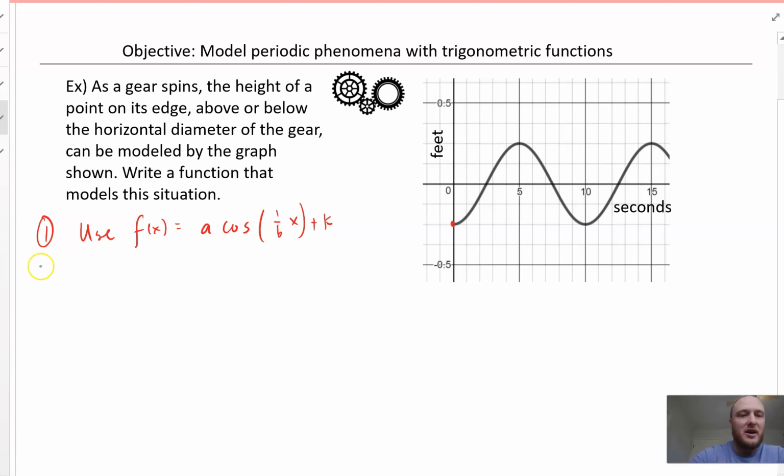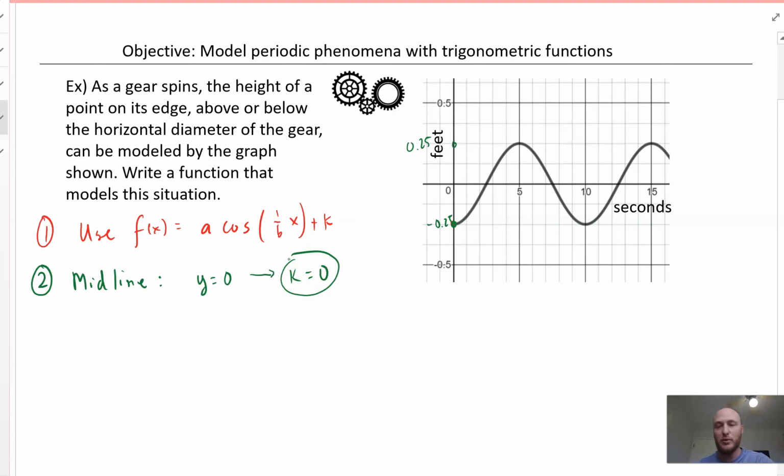Step 2, I want to determine the midline. What is our midline going to be for this problem? And in this case, what you can see is that your minimum is here at negative 0.25 and your maximum is here at positive 0.25, and the units are feet. So you know that your midline is centered at y is equal to 0, which implies that our k value is equal to 0. Okay, and that will be important.